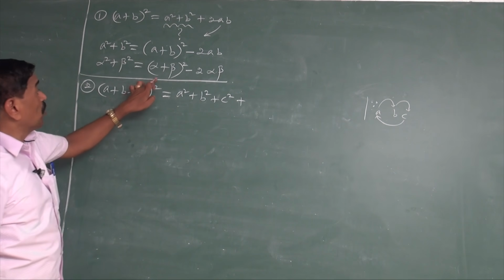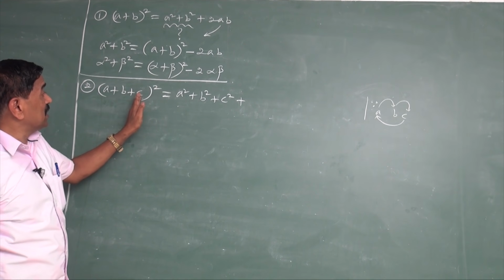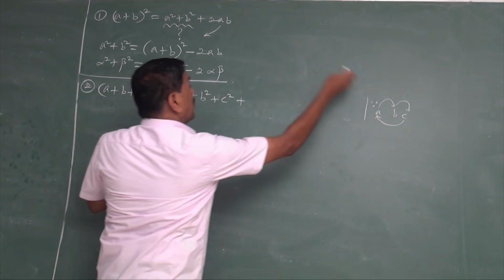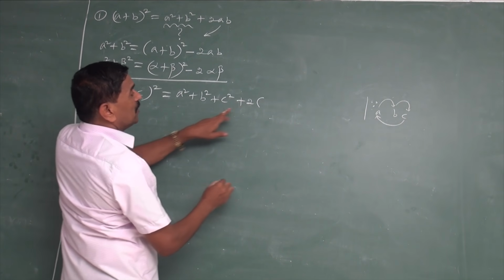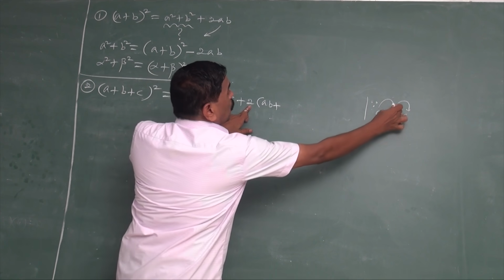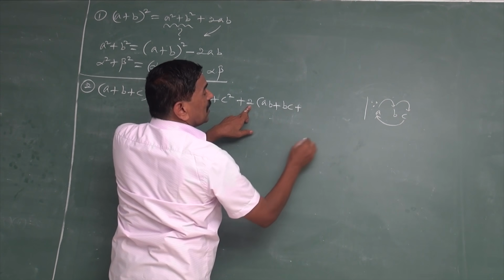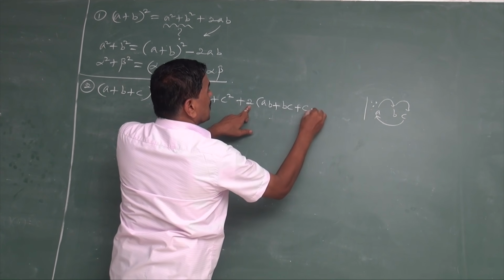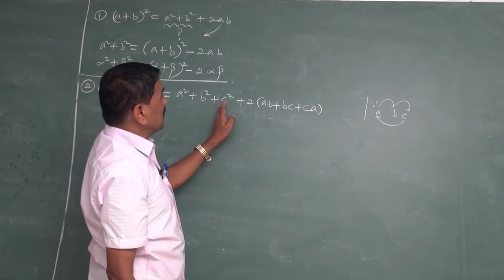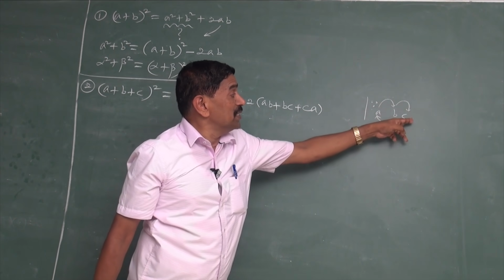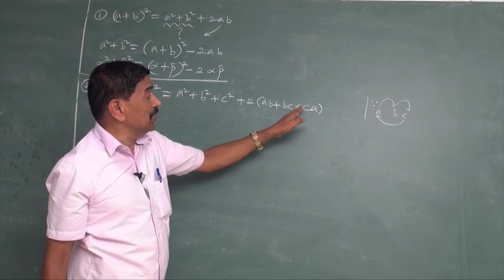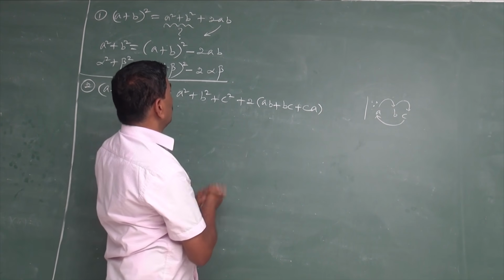A plus b plus c the whole square is equal to a square plus b square plus c square plus of 2ab plus 2bc plus 2ca, where 2 is common. So 2 of ab plus bc plus ca, where 2 is common. Therefore 2 of a to b plus b to c plus c to a. Okay, formula is ready.